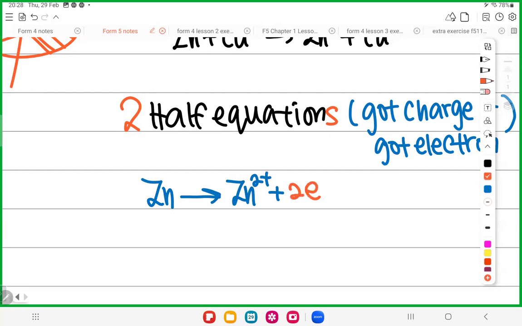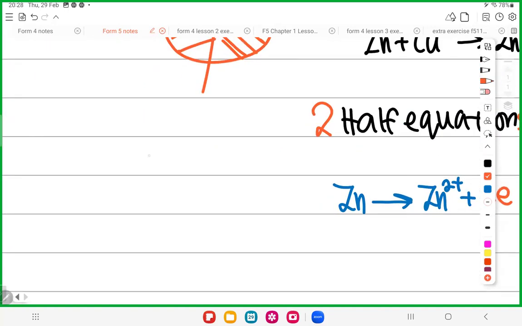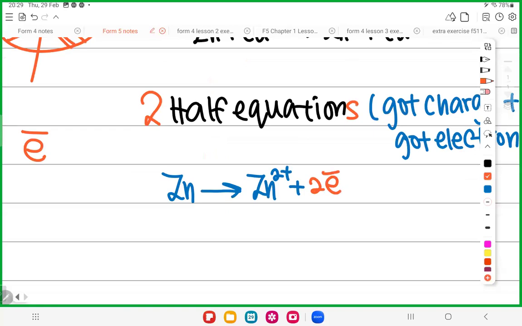For the electron, you can write e or you can write e minus. Both are fine, because we know the electron's charge is negative. Electron is negative. Mr. Martin, if I don't write the minus, will they deduct my marks? No, they won't. You have the option whether you want to put the minus sign or not. For me personally, I love to put it.